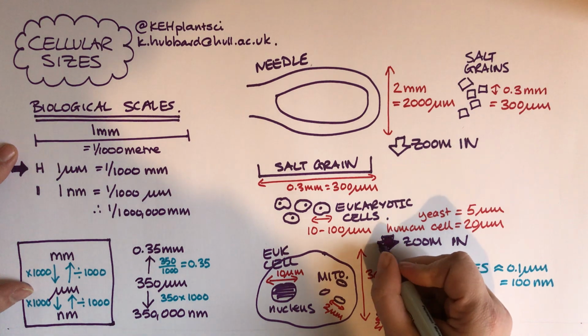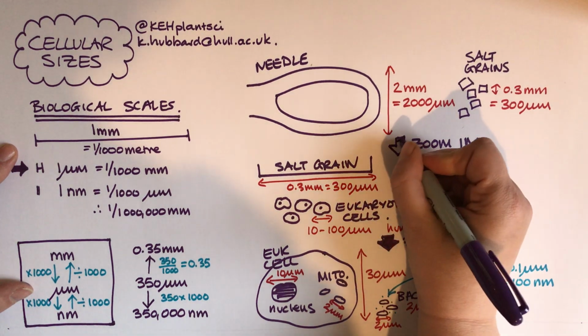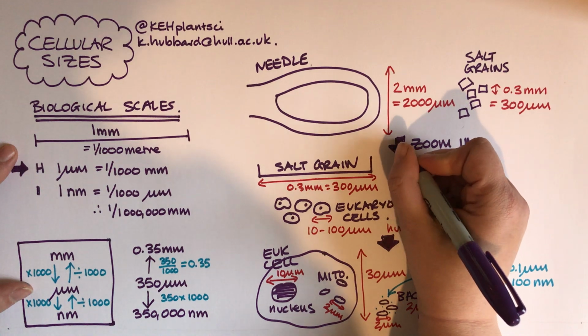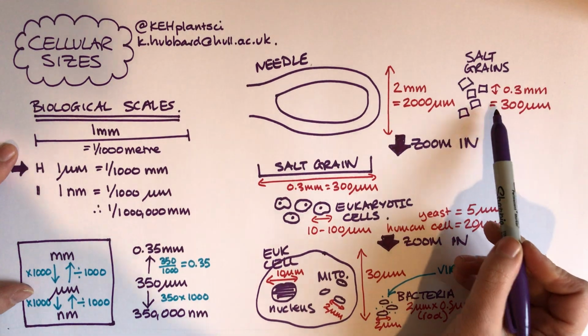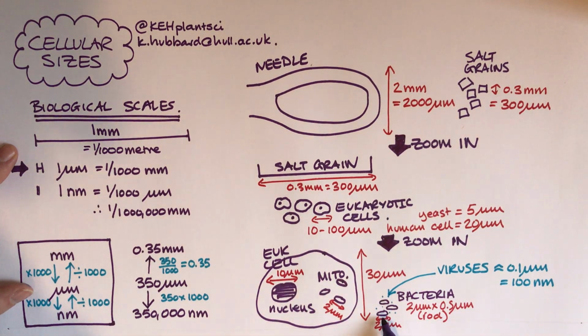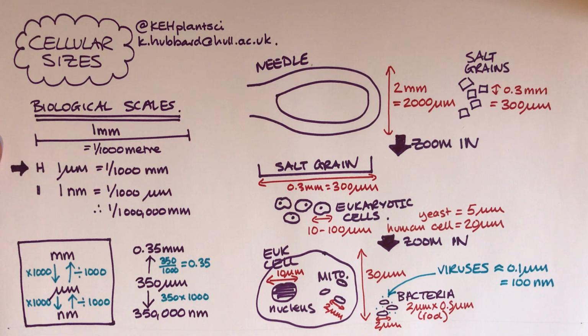So we've gone from our needle, something about 2 millimetres, down to our salt grains, down to our eukaryotic cells, to our bacterial cells, and ultimately to our viruses, using those biological units. Knowing how big cells are is quite useful for understanding how they work, and for that you need to be really confident with these units here. So make sure that you're able to convert between the units, so you're really happy with what scale you're looking at when we're thinking about biological sizes.